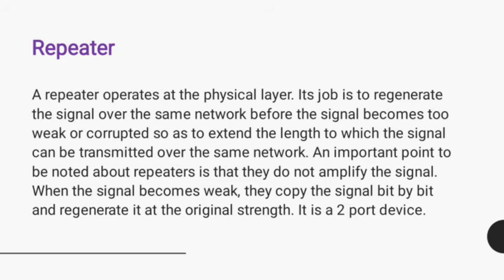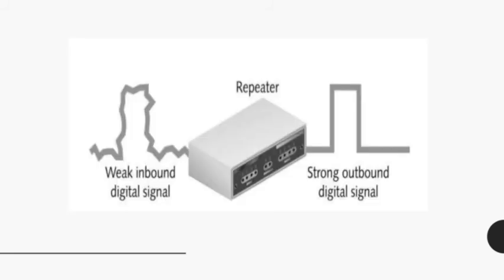Next, we have the repeater. A repeater operates at the physical layer. Its job is to regenerate the signal over the same network before the signal becomes too weak or corrupted, so as to extend the length to which the signal can be transmitted over the same network. An important point to be noted about repeaters is that they do not amplify the signal. When the signal becomes weak, they copy the signal bit by bit and regenerate it at the original strength. It is a two-port device. A repeater is used to regenerate or replicate signals that are weakened or distorted by transmission over long distances.